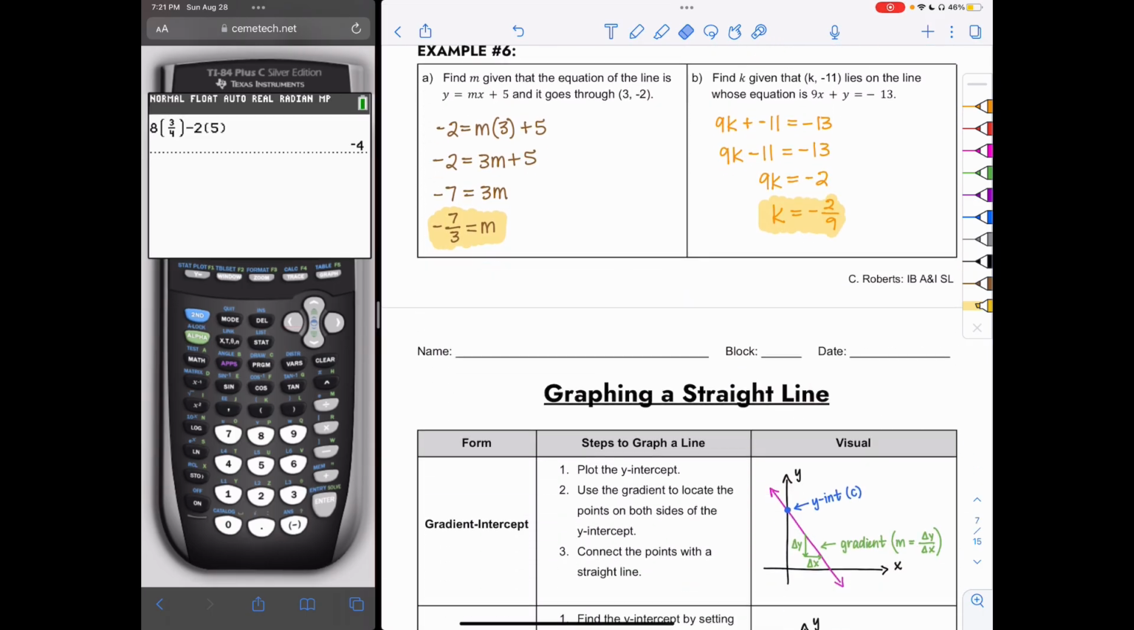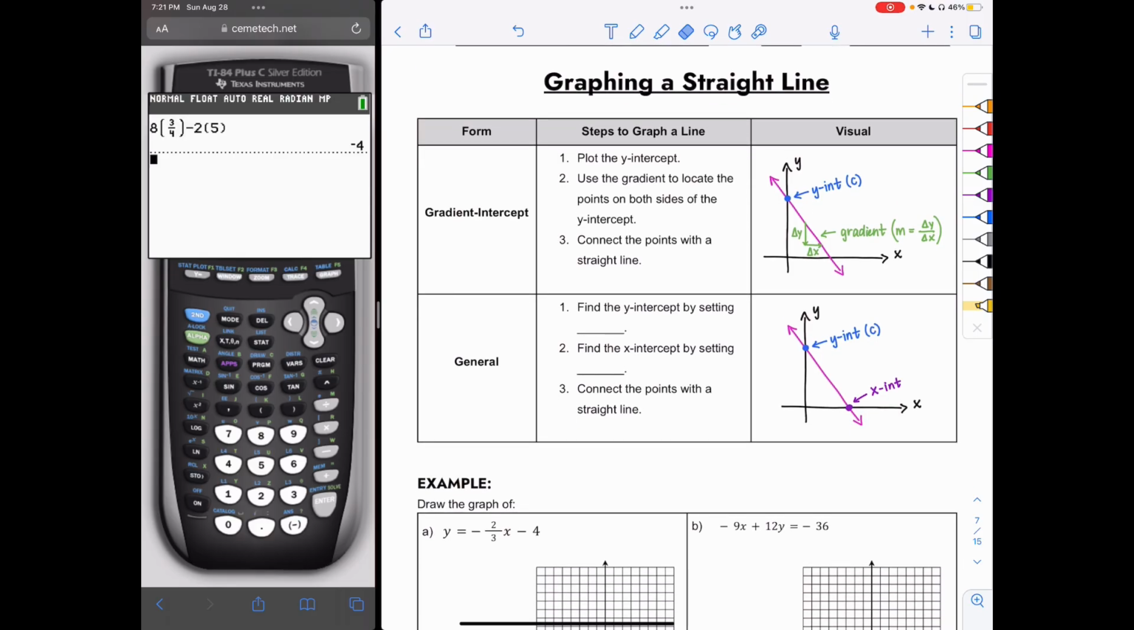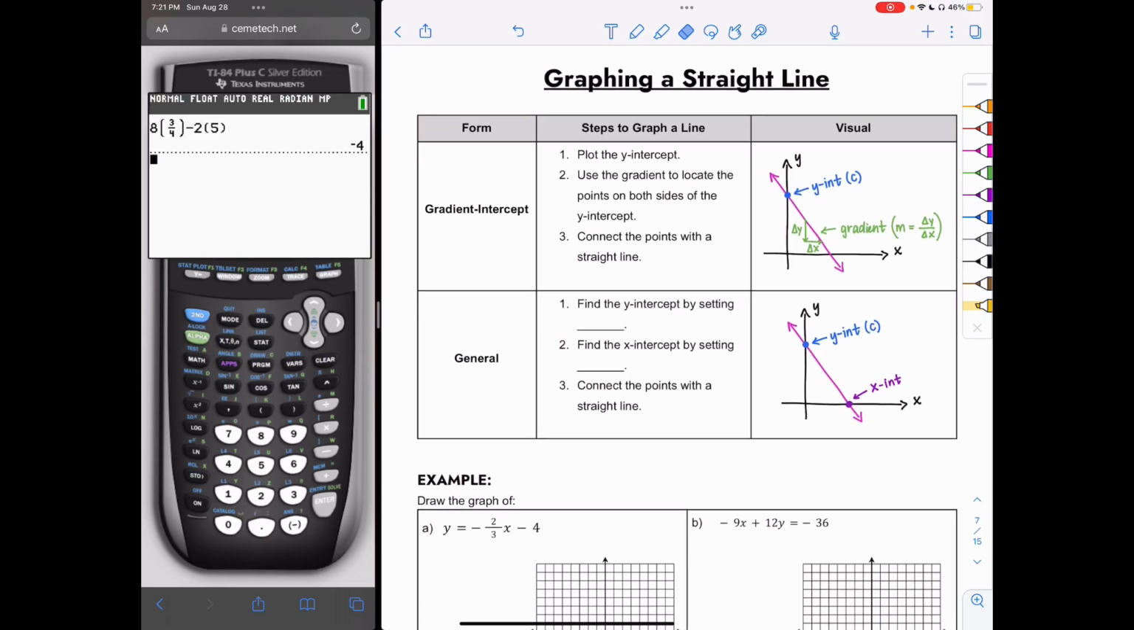So now let's talk about graphing a straight line. If you are going to graph a straight line in gradient-intercept form, you need to plot the y-intercept, and then you're going to use the gradient to locate other points on both sides of the y-intercept, and then you're going to connect the points with a straight line. When you use your gradient, you're using rise over run. Remember, if your gradient is positive, your line should be going up from left to right. If your gradient is negative, it should be going down from left to right.